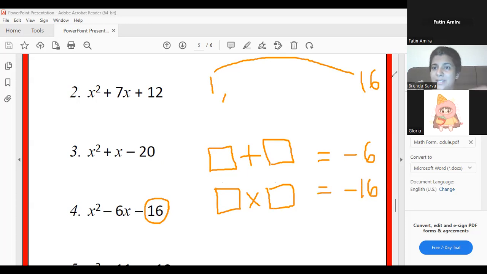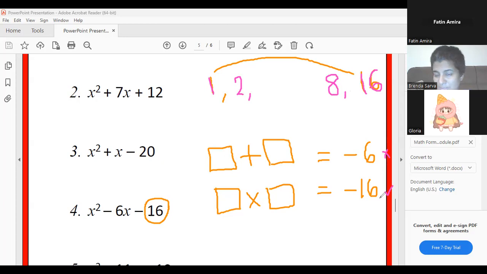Okay? So let's say I start with this pair, 1 and 16. I must put negative somewhere. So maybe I'll put negative here. Okay, so 1 times negative 16, yes, I get negative 16. But 1 plus negative 16, I'm not going to get negative 6. So I cannot use this pair. Even if I change the negative and put it over here, I cannot get negative 6. Do you understand? So no point using this pair. Tak guna.